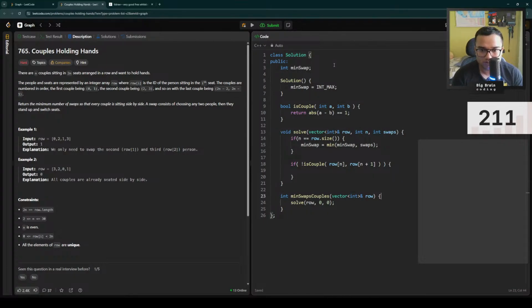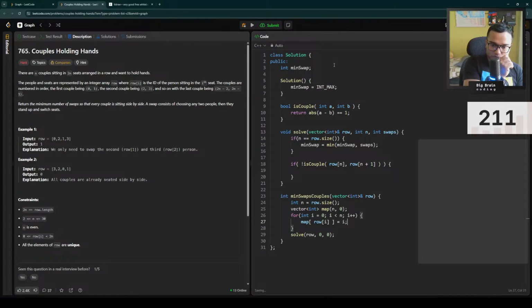Since we already know that it is of size n, I can simply create a map here. Map of size n. Initially everything is 0. For int I equals 0, I is less than n, I plus plus. Map of row of I is equal to I, right? The value is mapped to the ith index, right? But this map is gonna get copied again? No.